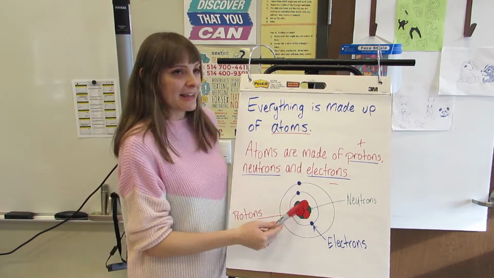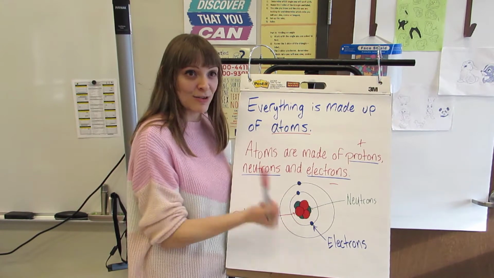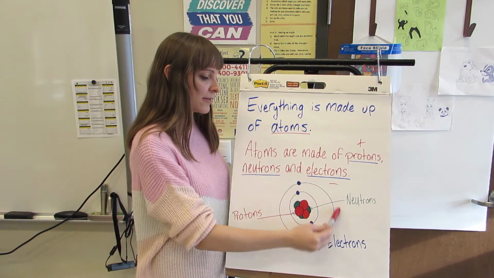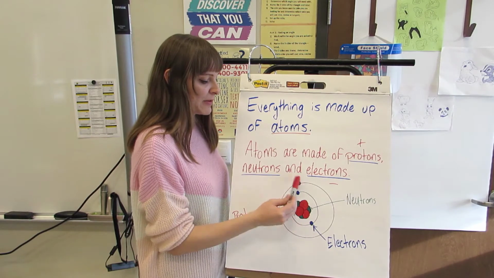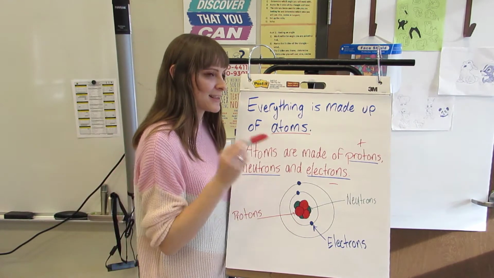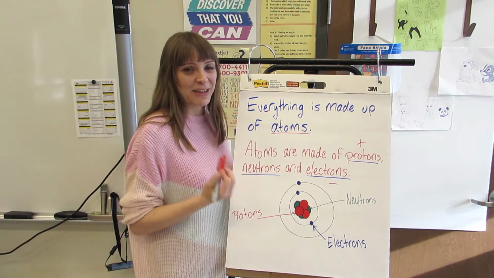So if you take a look here, we have our protons and our neutrons in the middle. That's our nucleus. And then you'll see that we have these rings around. Now, on these rings, we draw these little blue dots that represent our electrons. Each ring has a specific number of electrons that it can fit. So that's something that we have to consider.